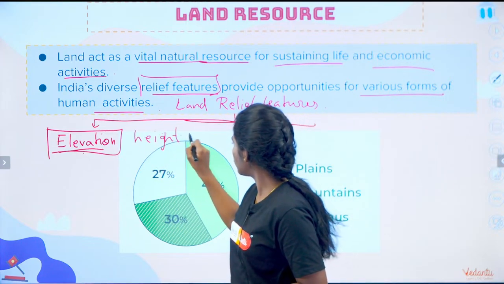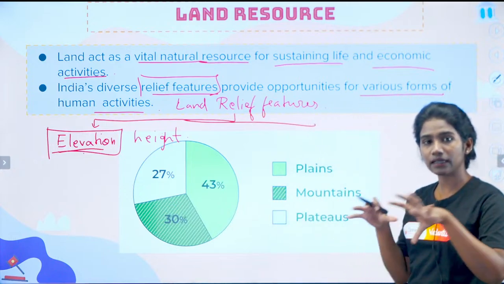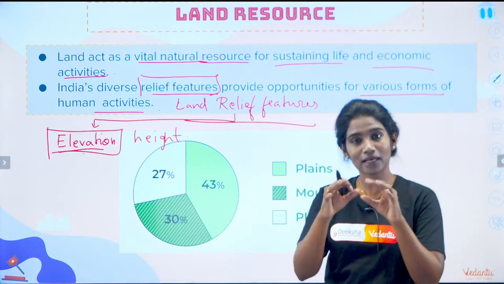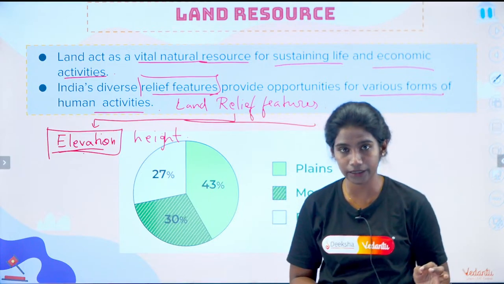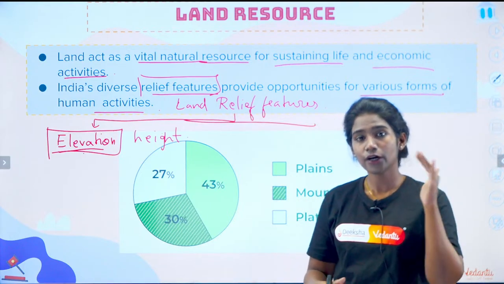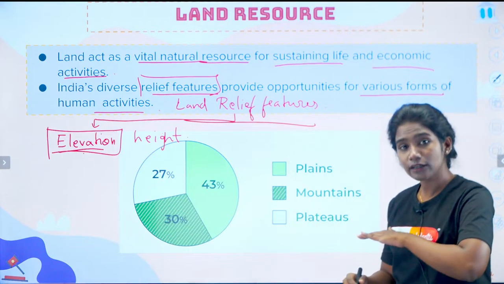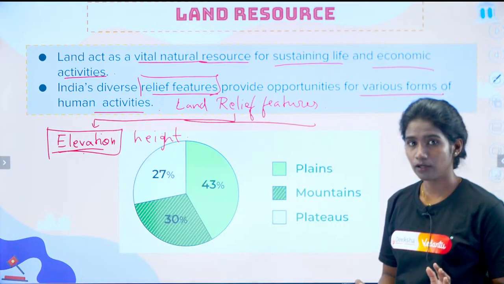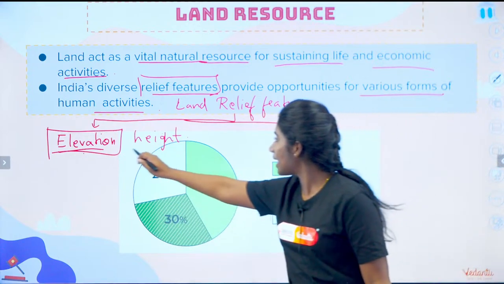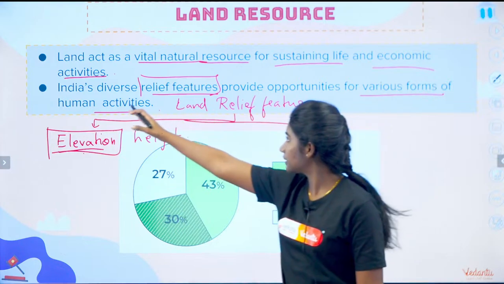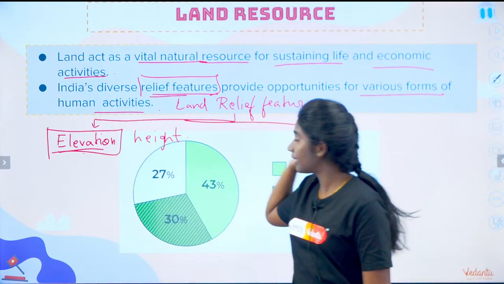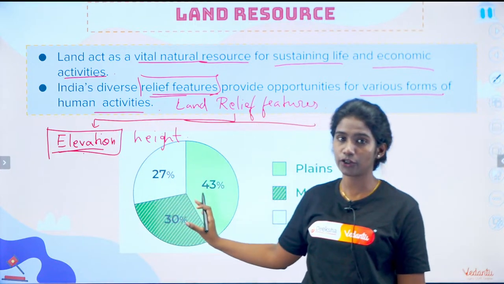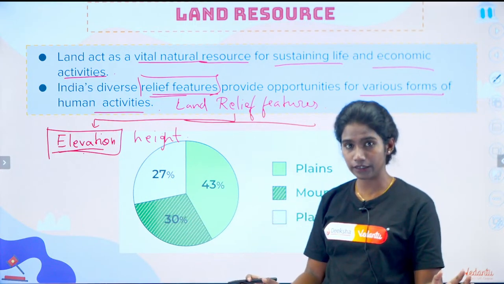Now what do you think? The land that is present in our country, let's focus on the areas within the boundary of our nation, right? Do you think the land is of the same level? Do you think the height is the same? No, right? So that is elevation. That's what it says, India's diverse relief feature. Relief feature is talking about the different elevation in our country, right?